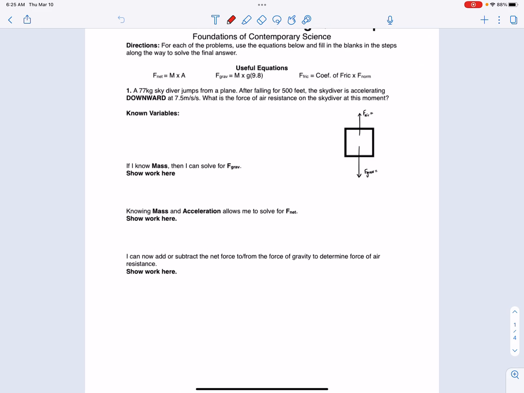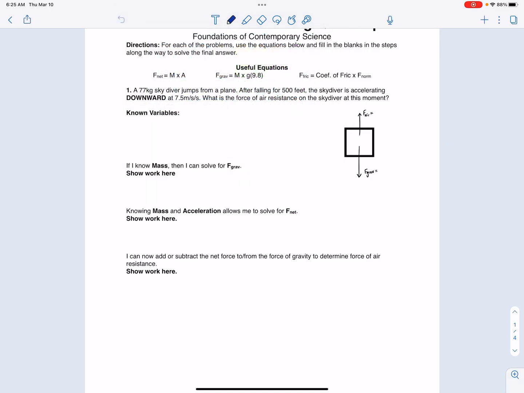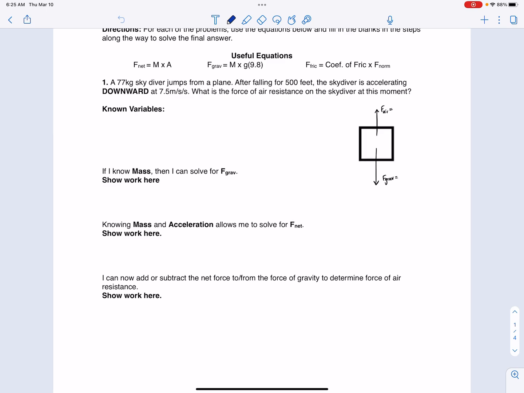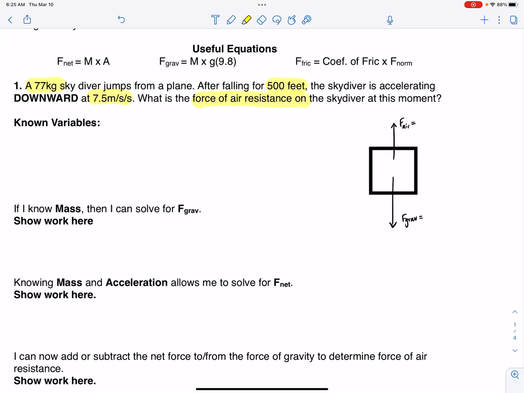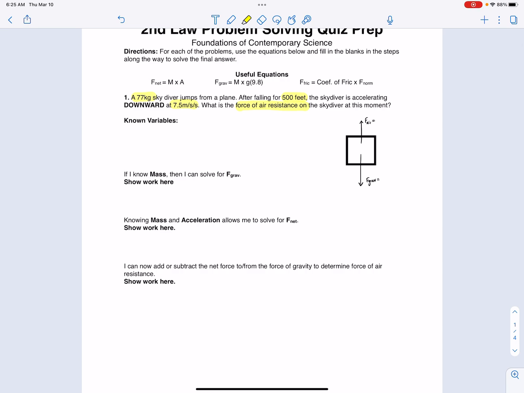So if we look through here, we know step one in all of these problems is always to identify the variables we are given in a problem. And if we look here, we can see that in this example, we've got a 77 kilogram skydiver. That's the guy's mass, all right? And he's fallen for 500 feet, and he's accelerating downward at 7.5 meters per second squared. We want to know what is the force of air resistance on that skydiver at this moment. And look, we've got our forces already plugged in there for us. So really our job is just to follow these steps as we work our way down through and solve each. Remember, each time we solve something, it kind of opens up the next thing.